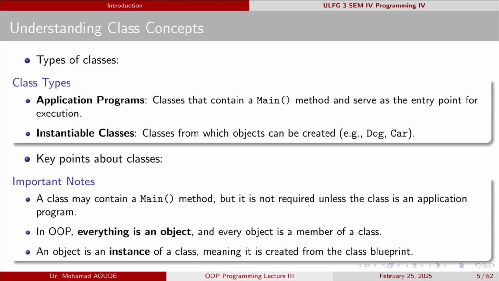Classes come in different types. First, application programs, classes that have a main method and serve as the entry point. Or instantiable classes, classes designed only to model things. They don't need a main. They're just blueprints. Remember, every object must be created from a class, and once created, it behaves according to that class's design. For example, the dog class defines what all dogs share, but each actual dog you create, Luna or Rocky, has its own state and behavior.